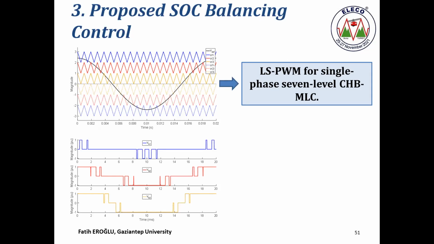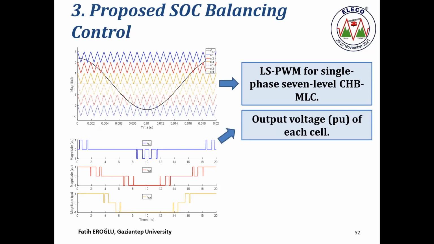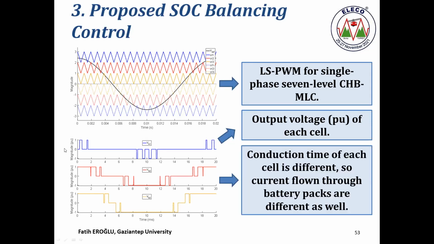When we use level shifted PWM to obtain the outputs of each H-bridge, this is the graph that we obtain. As you can see, the conduction time of each cell is different. So we can say that the current flowing through each battery pack is different as well, and we use that property to our advantage to balance the SOC of each battery pack.